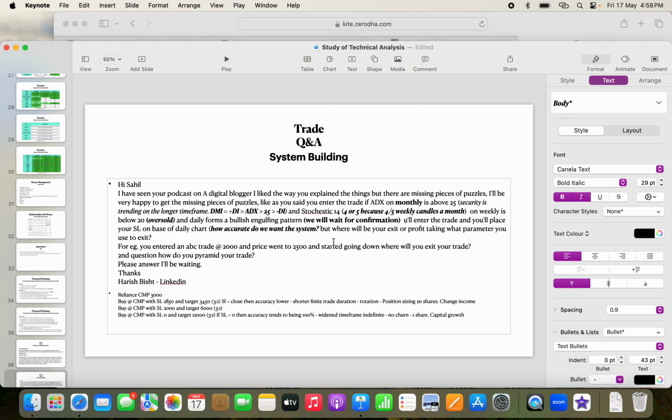So I would say it depends on how accurate you want the system to be, but where will you exit or profit take? What parameter do you exit?